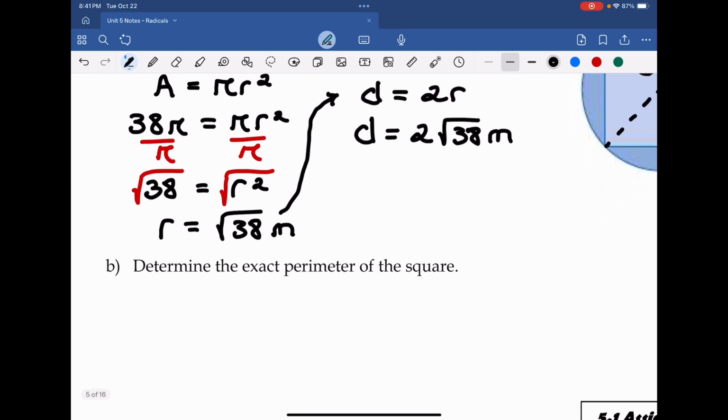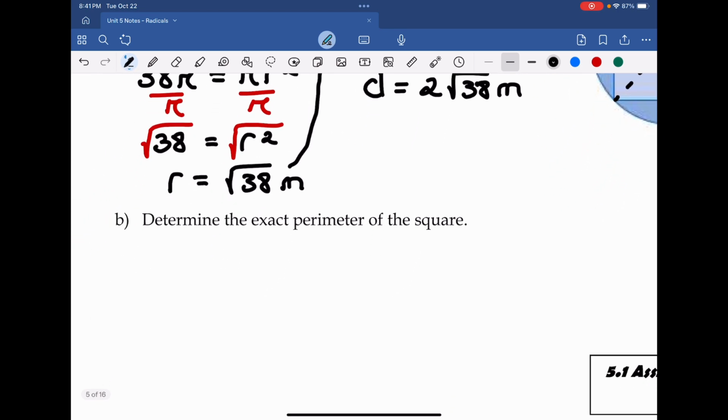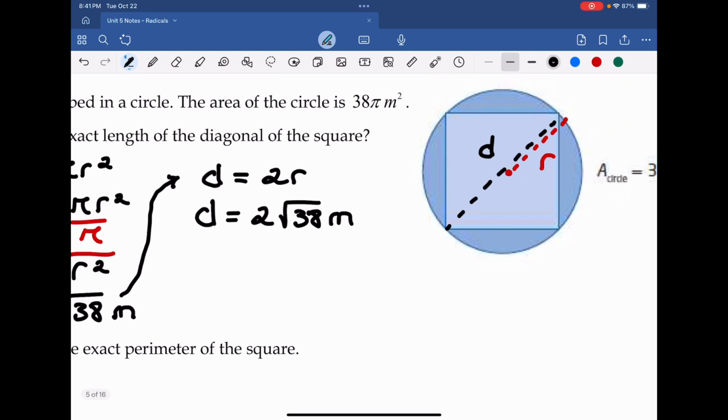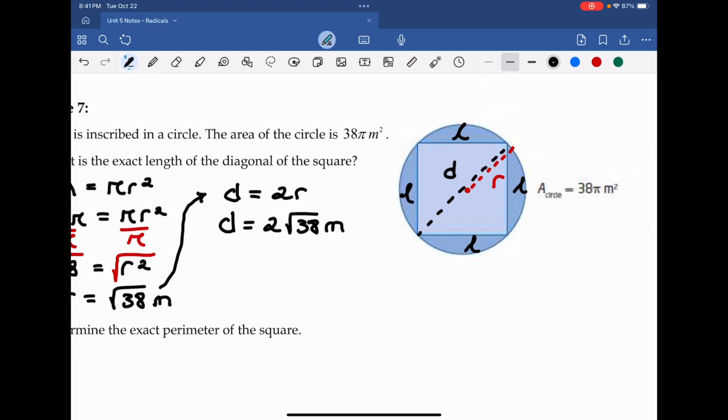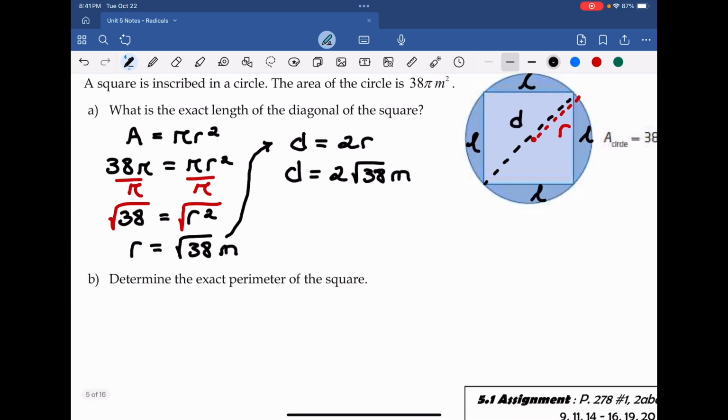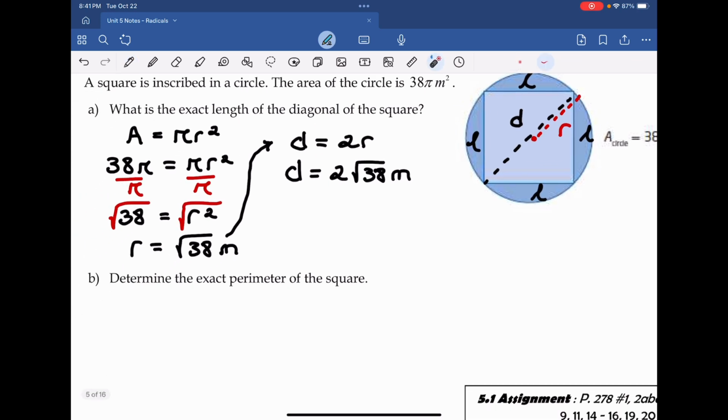Now what they want us to figure out in part B is determine the perimeter of the square. To determine the perimeter of the square, we need the outside lengths all added together. So length plus length plus length. We know on a square they're going to be all the same. So we just need one of them, and then we'll multiply it by 4. In order to do this, we can use Pythag because it's a triangle. We have a right triangle given by length, length, and the hypotenuse of diameter.